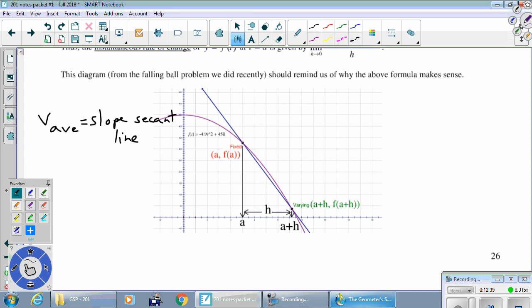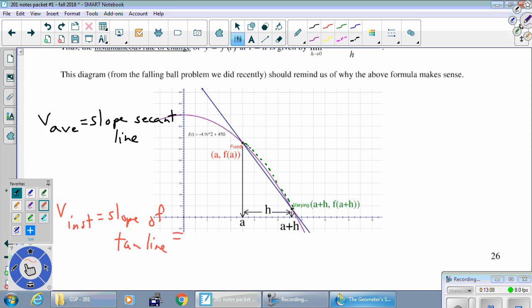And we were interested in taking that varying point and plopping it very, very close to the fixed point. So we're gonna take this varying point and slide it up the curve until it lands pretty much smack dab on top of the fixed point. And at that one moment where it lands on top, the secant line becomes a tangent line. And so what we were interested in was just the slope of that tangent line. So the instantaneous velocity is the slope of the tangent line.